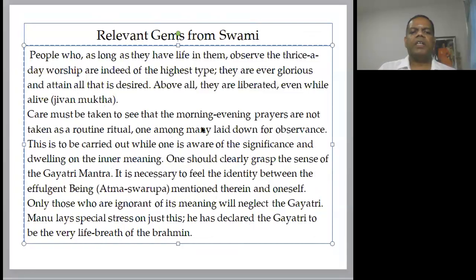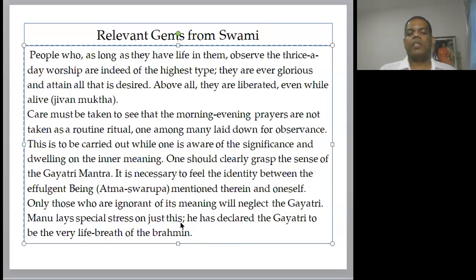Care must be taken to see that the morning and evening prayers are not taken as a routine ritual, one among many laid down for observance. This is to be carried out while one is aware of the significance and dwelling on the inner meaning. One should clearly grasp the sense of the Gayatri. It is necessary to feel the identity between the effulgent being, Atmasvarupa, mentioned therein, and oneself. Only those who are ignorant of its meaning will neglect the Gayatri.